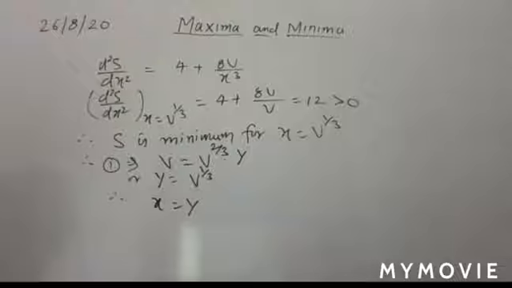A metal box. A similar type of question is also there, so note it. A metal box with a square base and vertical sides is to contain 1024 centimeter cube of water.